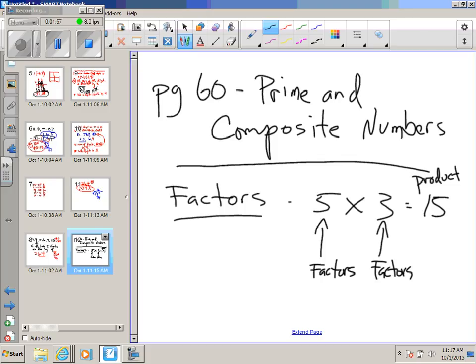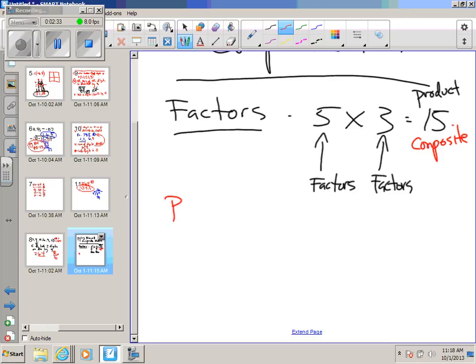Okay? Now, 15 would also be known as a composite number. And I can tell that right away. Why is it? Because it's more than 2 numbers that equals 15. Usually, or all the time, for prime numbers, they only have 2 factors.